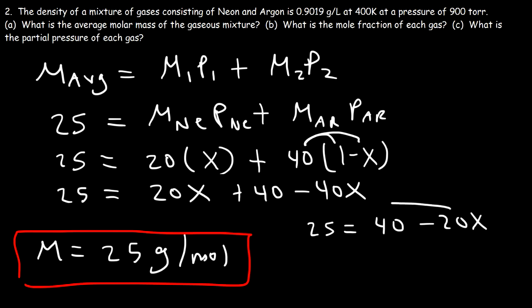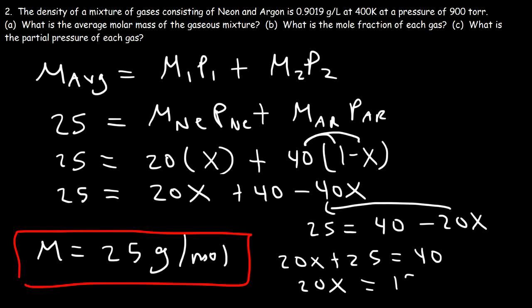Now I'm going to take this term, move it to this side. So I have 20X plus 25 is equal to 40. And now I'm going to subtract both sides by 25. So 40 minus 25 is 15. And now to get X, I've got to divide both sides by 20. 15 divided by 20 is 3 over 4, which is 0.75 as a decimal.